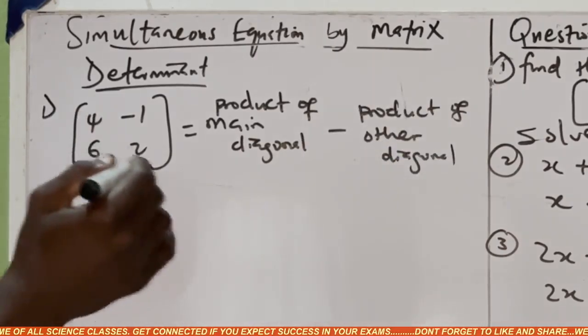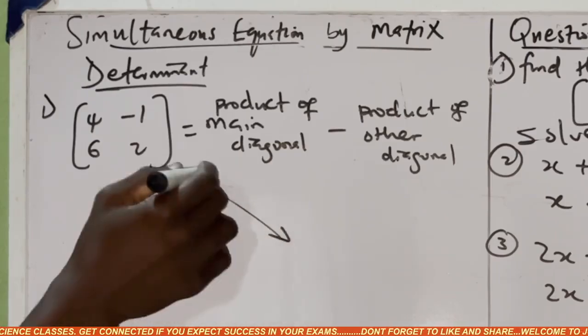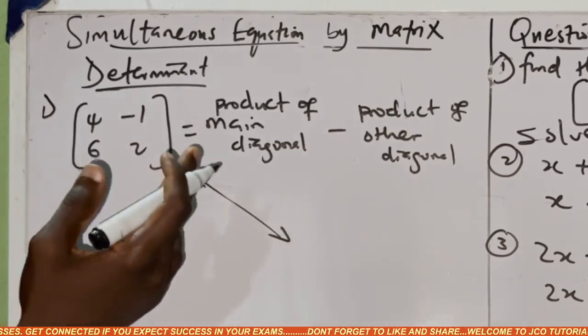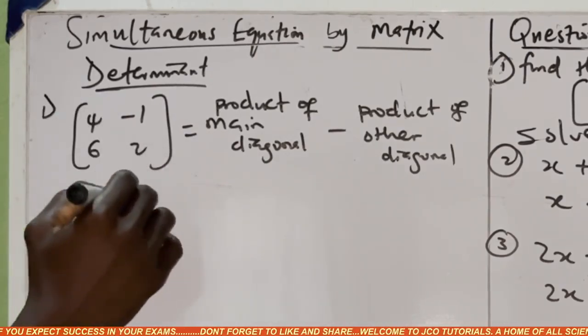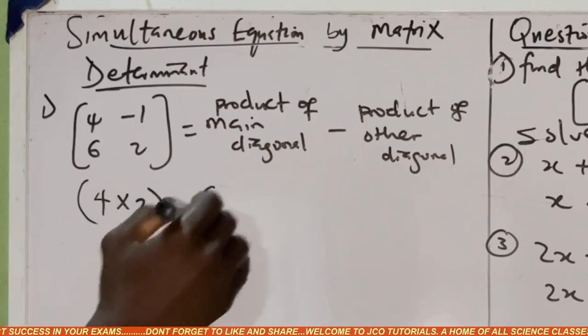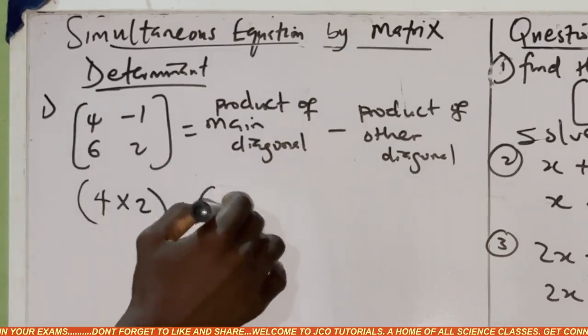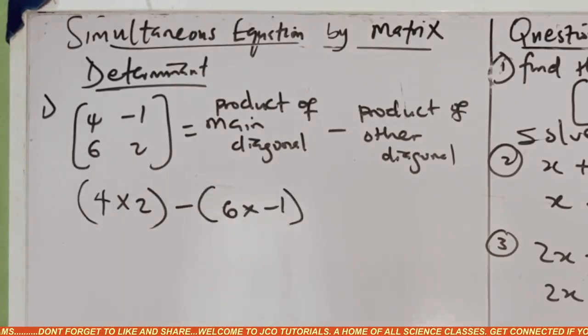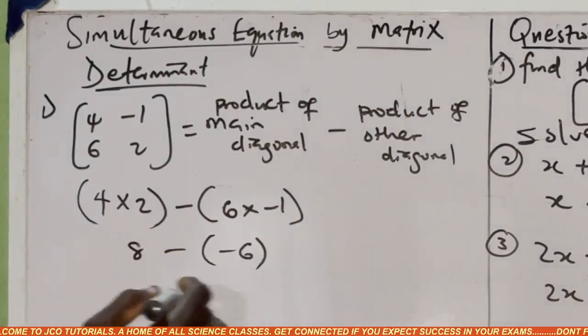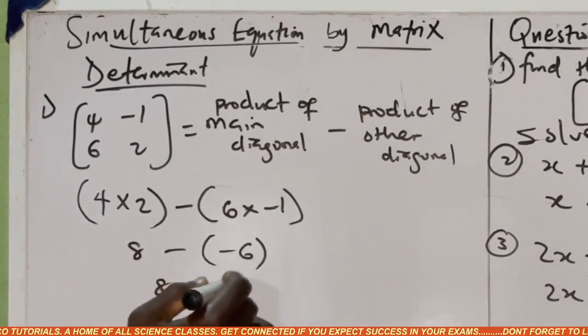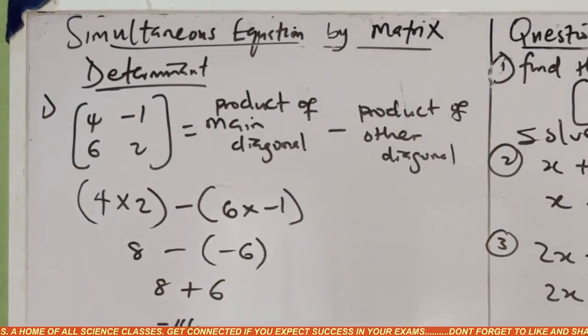So the main diagonal I'm taking here is the one this way. That's the main diagonal. So that we have 4 times 2 minus 6 times minus 1. That is how you find your determinants. 4 times 2 is 8, minus 6 times minus 1 is minus 6. Minus and minus is plus, plus 6, that gives you 14. Very simple and very clear.